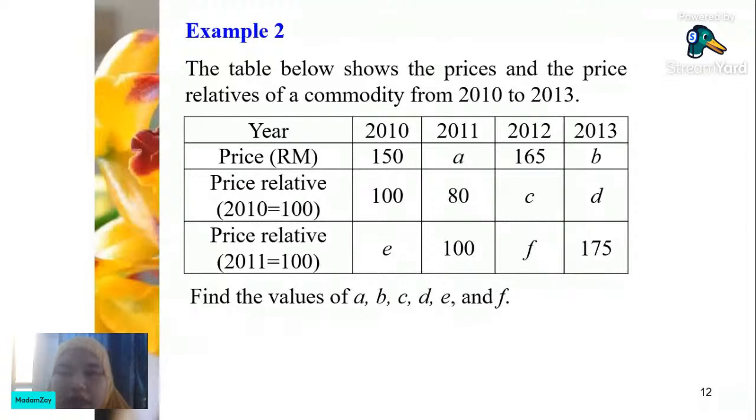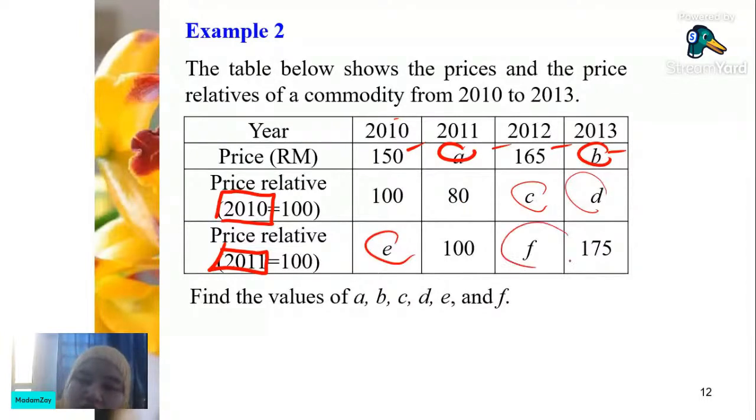Okay, if we look at the table, we have a year and the price for each year, with some unknowns A and B. And also we have the price relative, so this is the index in each year with the base of 2010. And then the third row here is the price relative with the base of 2011. So we have some unknowns C, D, E, F here. So we need to find out everything: A, B, C, D, E, F.